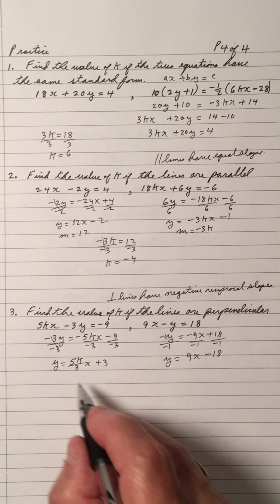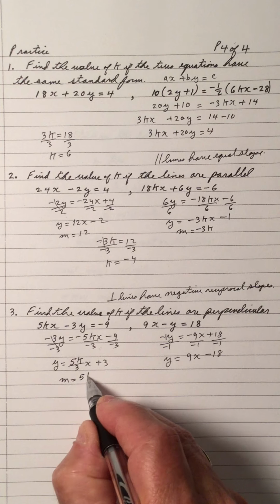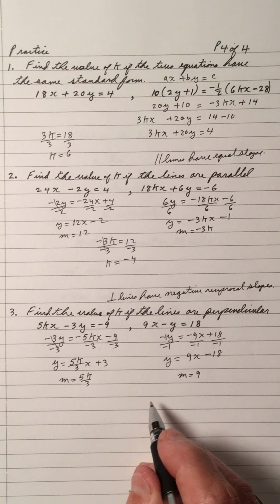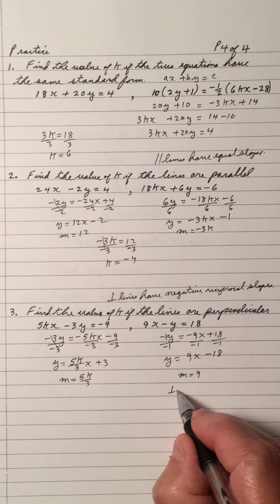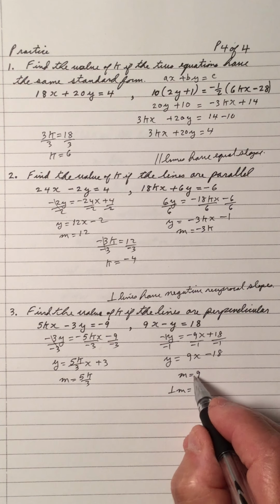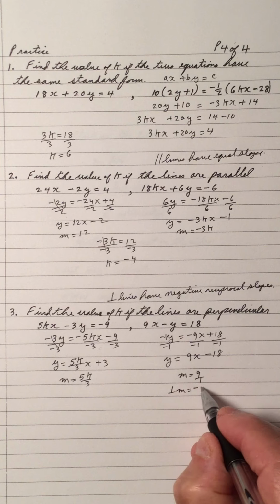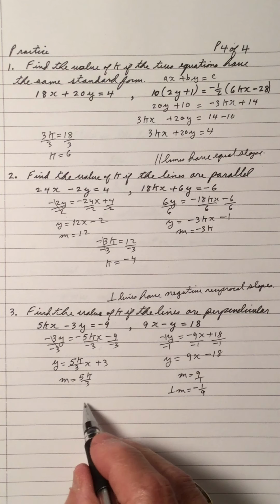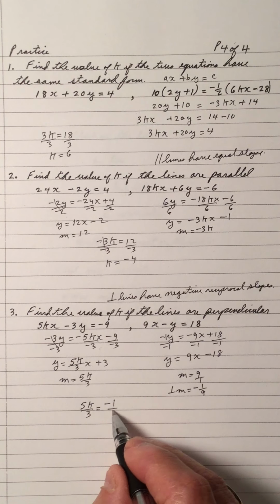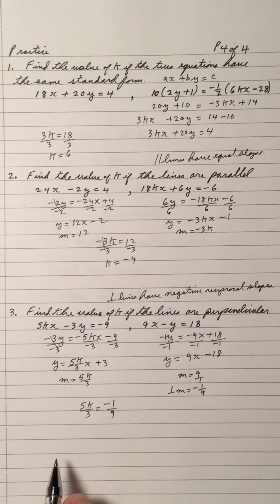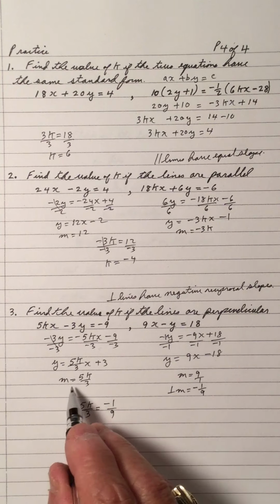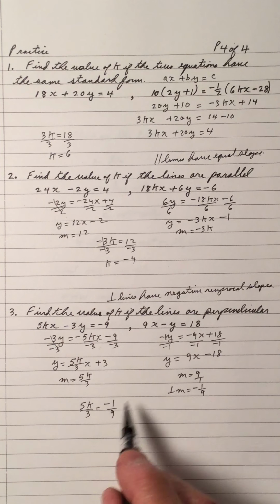Now I can do two things. The slope of this line is 5k over 3. The slope of this line is 9. So perpendicular lines have negative reciprocal slopes. So this slope is 9. So the negative reciprocal is change the sign and flip it upside down. Now that means that 5k over 3 must be negative 1 over 9. Because they're not equal, like up on parallel lines, they're reciprocal.